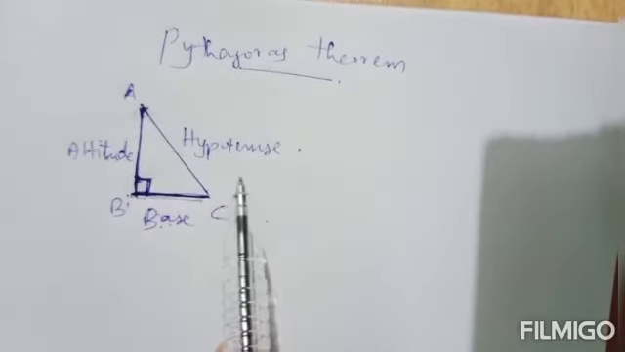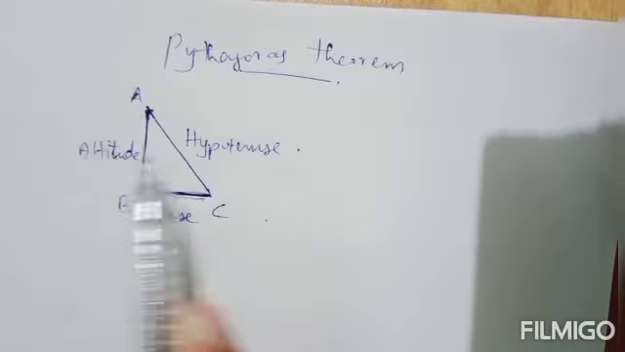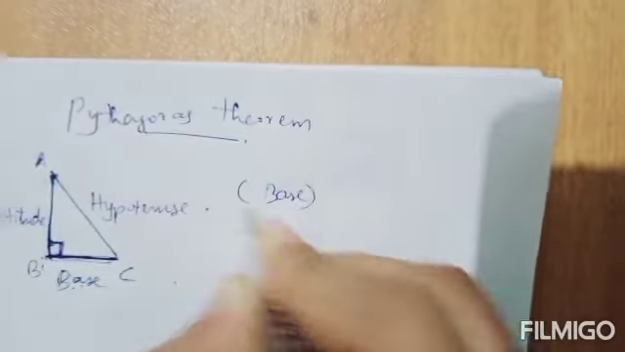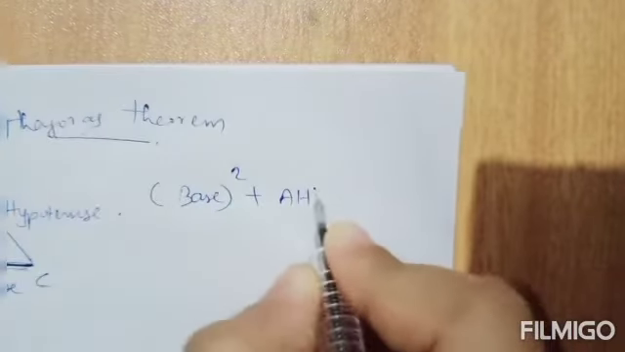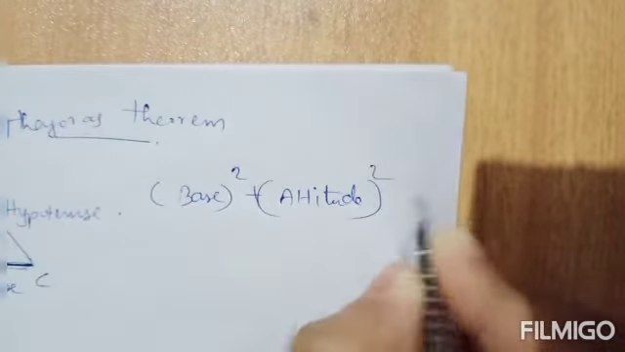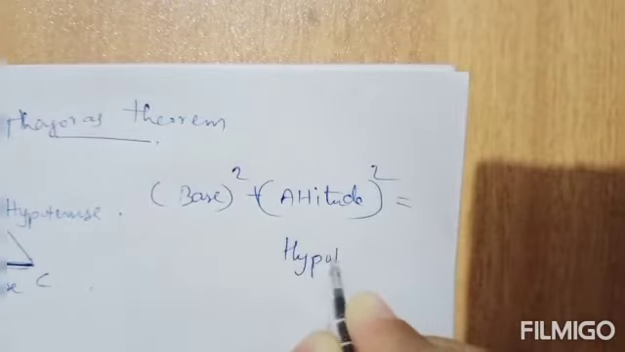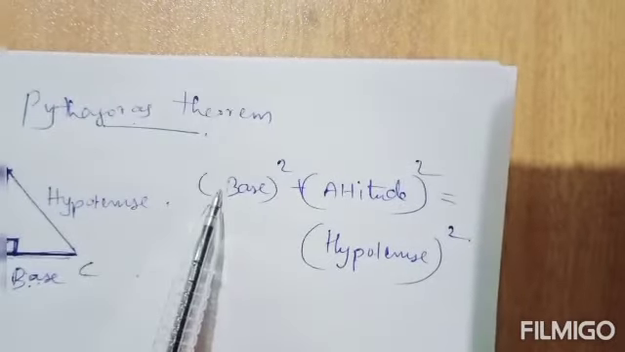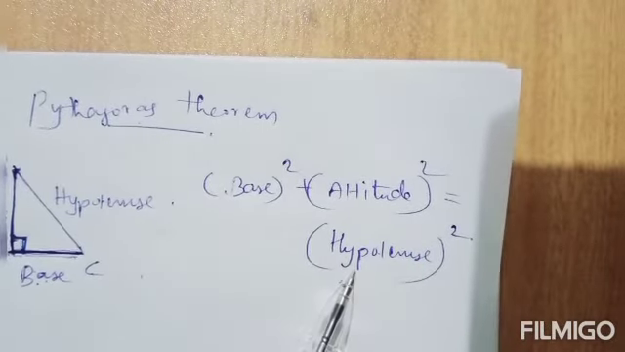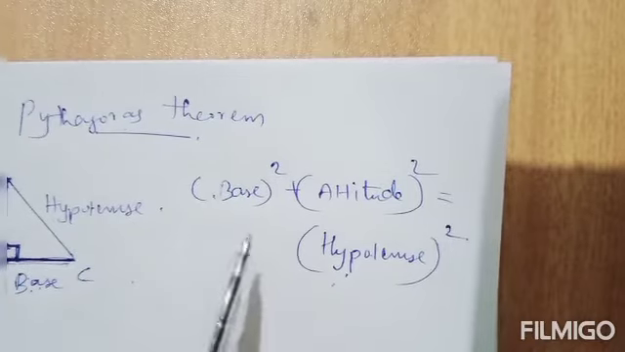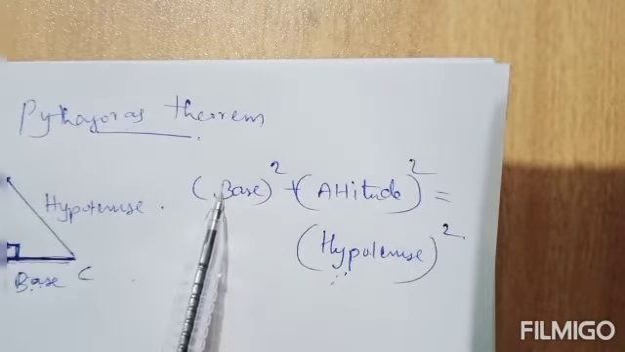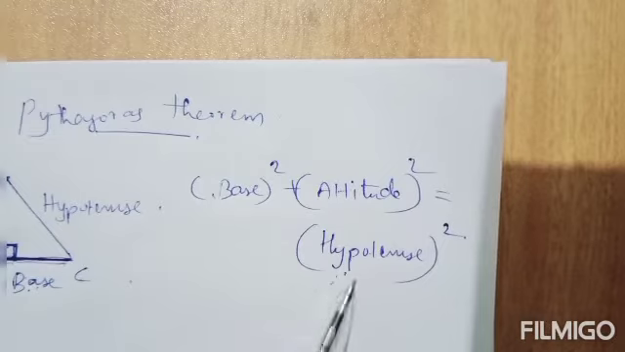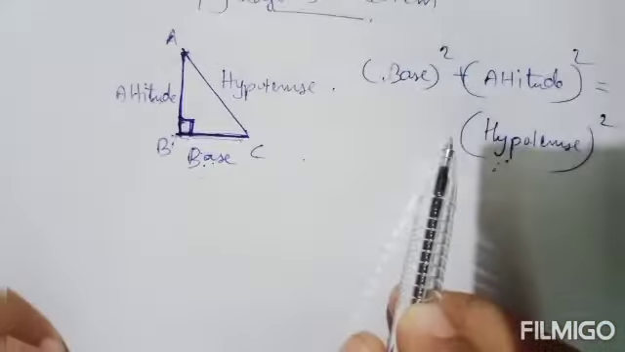What does the Pythagoras theorem actually say? It is the relation of base, altitude and hypotenuse. The relation is base square plus altitude square equals hypotenuse square. Every right angled triangle will satisfy this relation. In every right angled triangle you can apply this: base square plus altitude square equals hypotenuse square. So this is called the Pythagoras theorem.